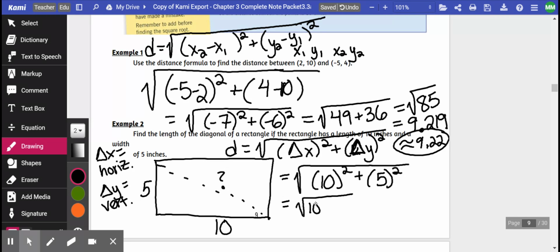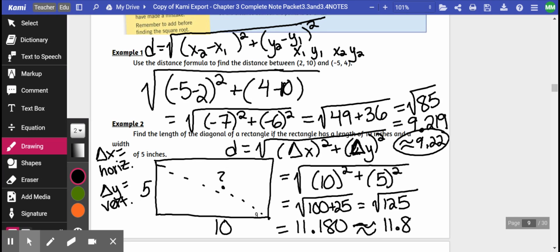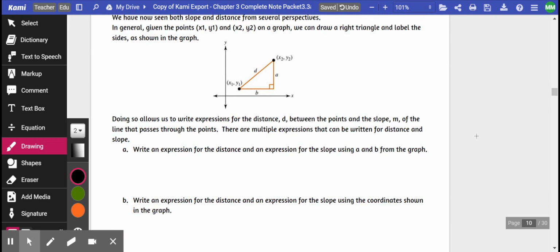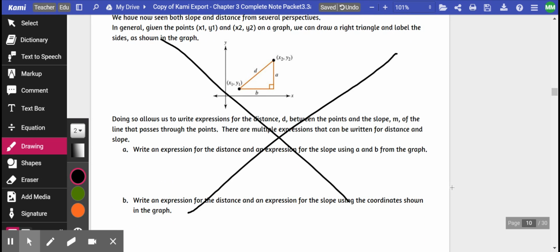So I'm going to have 100 plus 25. So I get 125. Let's take the square root and round to 2 decimal places. And we also should include the units here. So it would be 11.18 inches. All right. I'm going to have us skip the connect problem.